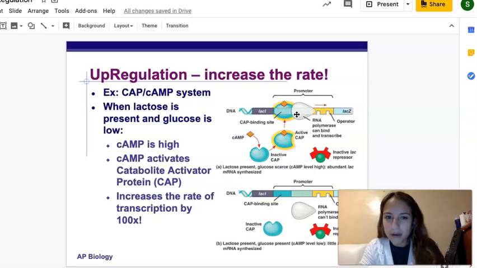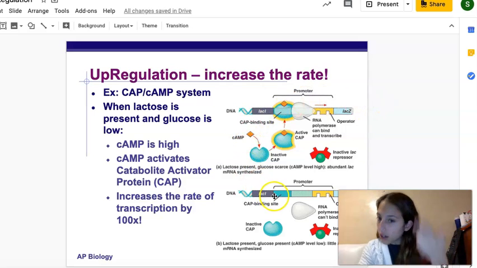So what you can think about is the level of glucose. If glucose is very low and there is lactose present in the environment, then cAMP with the catabolic activator protein right over here is going to increase the rate at which transcription is happening, and the enzymes for the breaking down of lactose are being produced. So you're going to increase that rate. Why do you want to increase that rate? Because the bacteria needs to survive, and it needs to get its sugar from somewhere. So it's getting its sugar from lactose because there's no glucose in the environment.